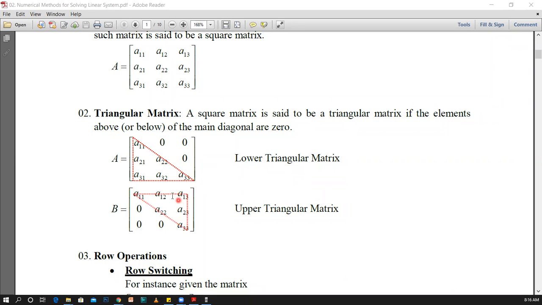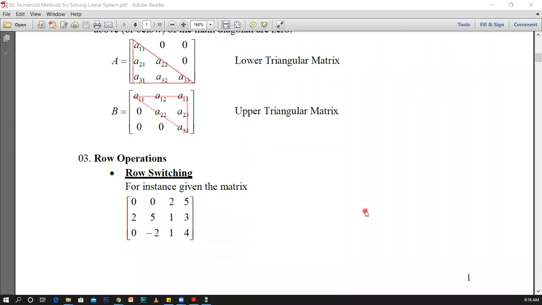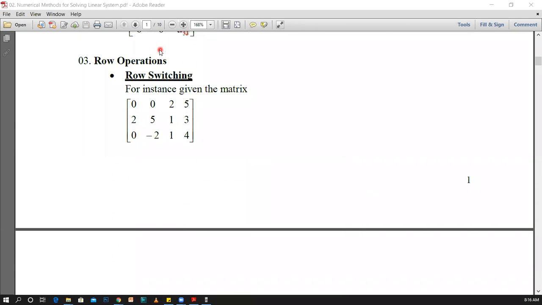And if you have a square matrix where all the elements below the main diagonal, now you can see these are the elements below the main diagonal, are 0, then such a square matrix is said to be an upper triangular matrix. Then next thing is the row operations.